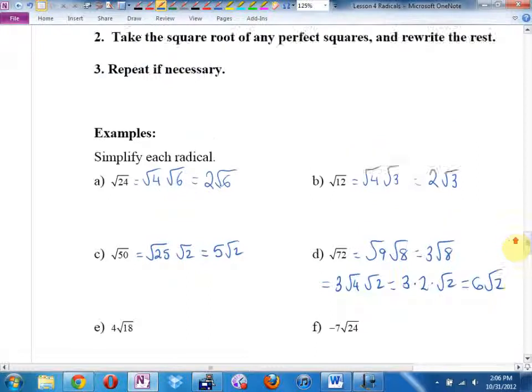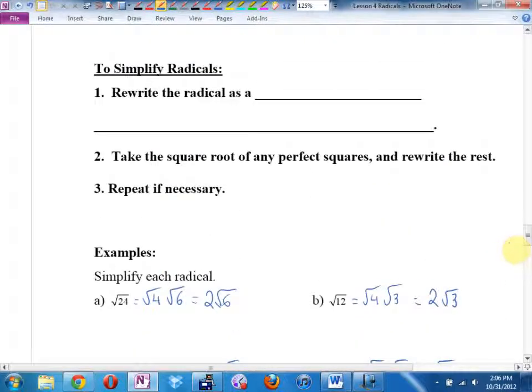Let's go up here and let's write the steps. Rewrite the radical as a, what's the fancy word for multiplication answer? Begins with letter P. As a product with a perfect square.